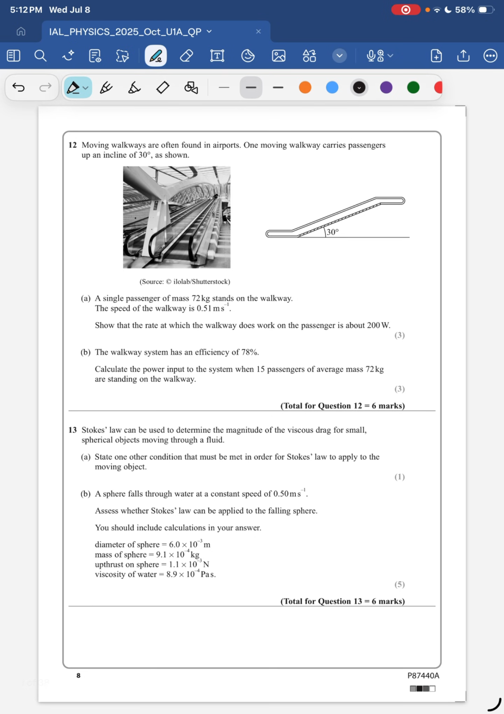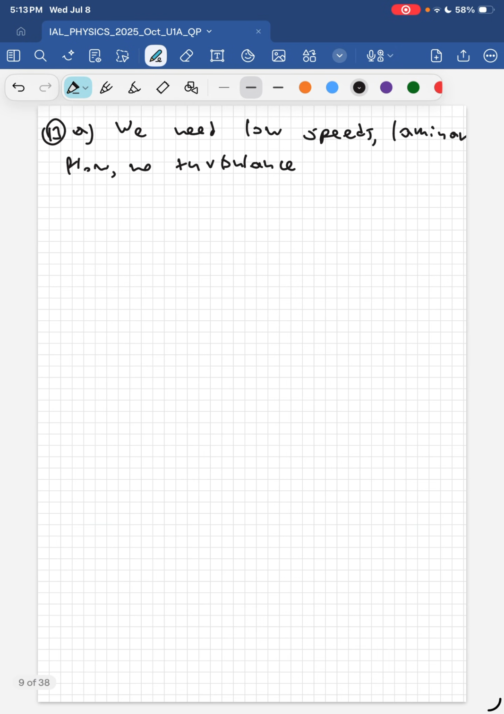Okay. B, a sphere falls through water at a constant speed of 0.5 meters per second. Assess whether Stokes' law can be applied to the falling sphere. You should include calculations in your answer. They give us the diameter of the sphere, the mass of the sphere, the upthrust on the sphere, and the viscosity of water. So for part B, if we have a sphere falling through the water, we will have the weight acting on it, the drag force, and the upthrust.